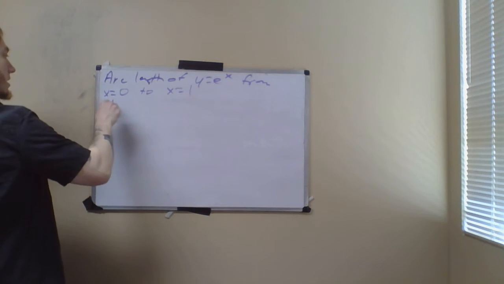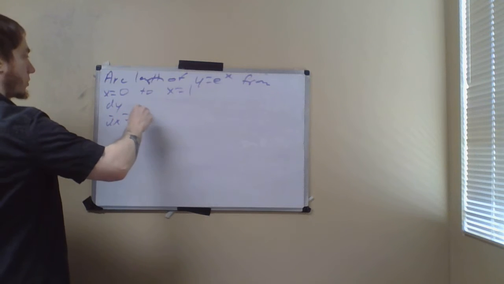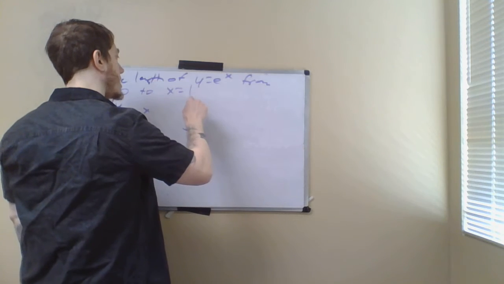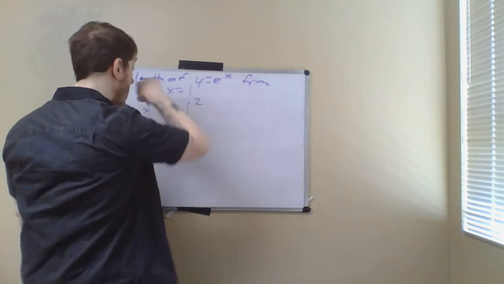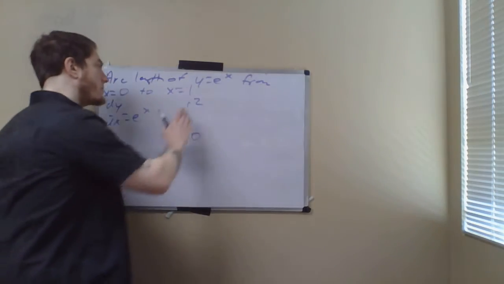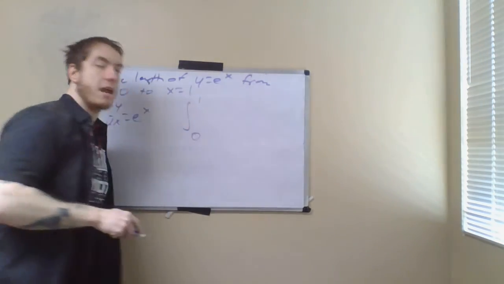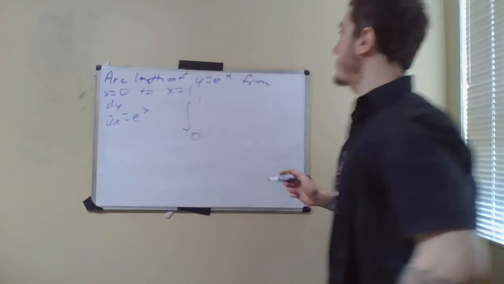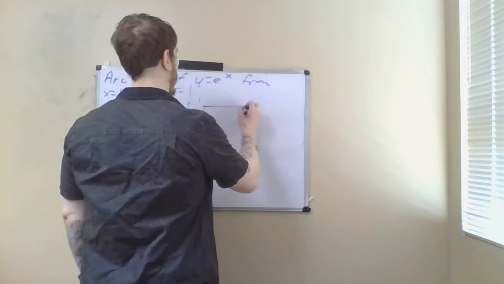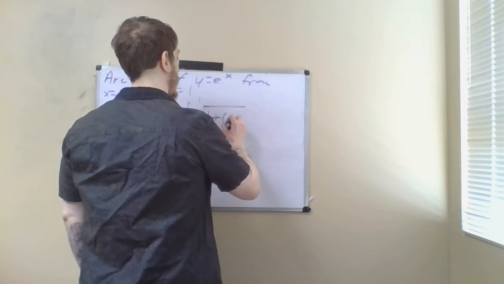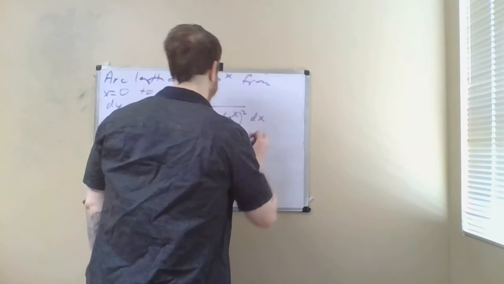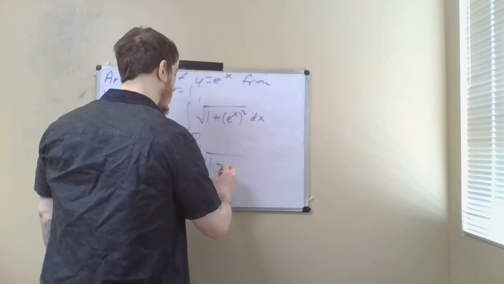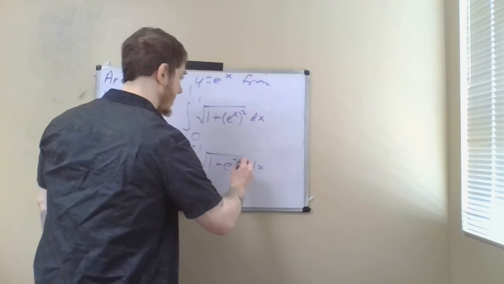Well, this is going to be dy by dx is still equal to e to the x. So this is just the integral from 0 up to 1. I'm getting my bounds mixed up here. Also, I'm writing it 2. Wow, that was amazing. I just made every mistake it's possible to make just about writing down those bounds. There we go. The integral from 0 up to 1, square root of 1 plus e to the x squared dx, and this is going to become the integral from 0 up to 1 of the square root of 1 plus e to the 2x dx.